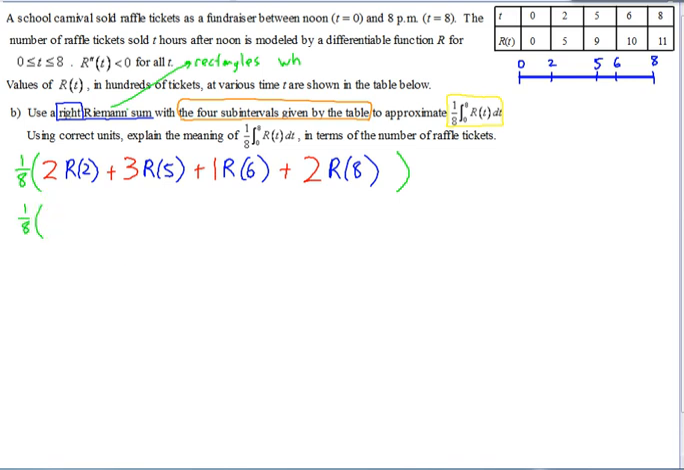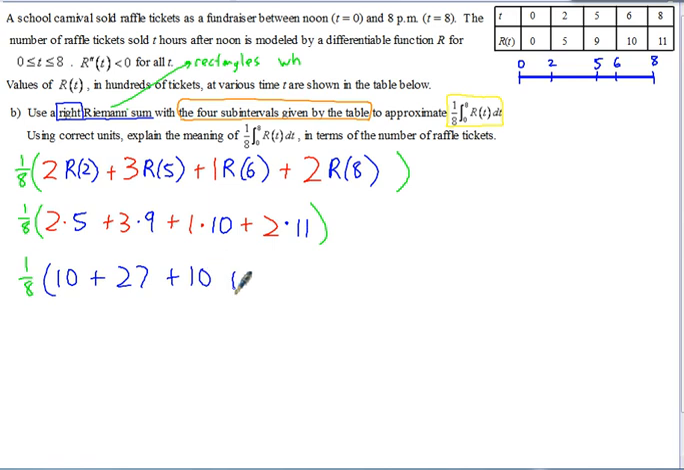So you've got 1/8, and then 2 times r of 2, you can see in the table, is 5, plus 3 times r of 5 is 9, plus 1 times r of 6 is 10, plus 2 times r of 8 is 11. So 1/8 times 10 plus 27 plus 10 plus 22. Add those up and multiply by 1/8. Gives you 69/8 as our approximation for this definite integral with the 1/8 out front.